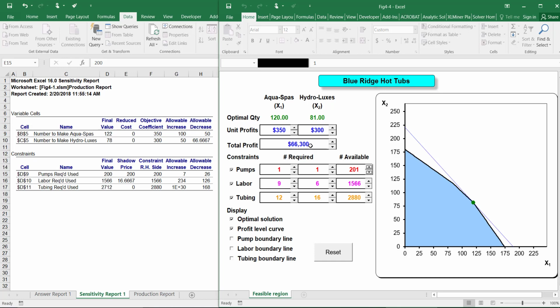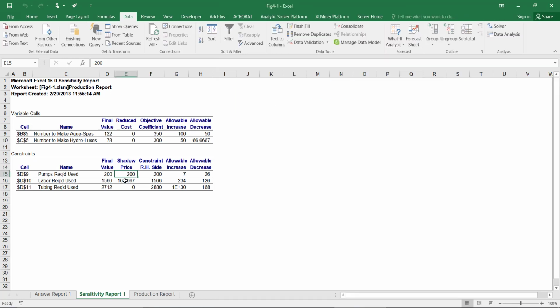So basically, shadow price means that if I increase a resource by one unit, how much is it going to improve my profit? You can see the second constraint has a smaller shadow price. That means the first constraint has much more effect on the objective function.